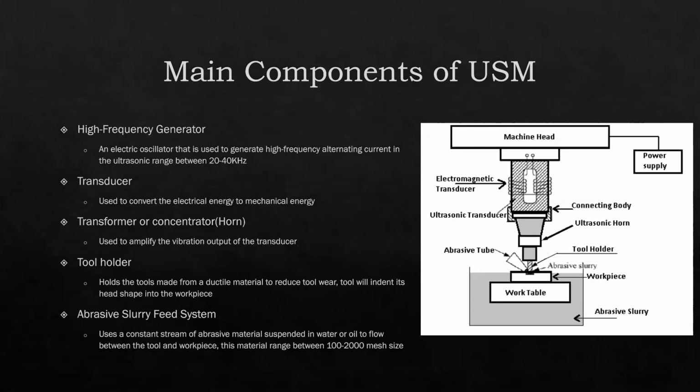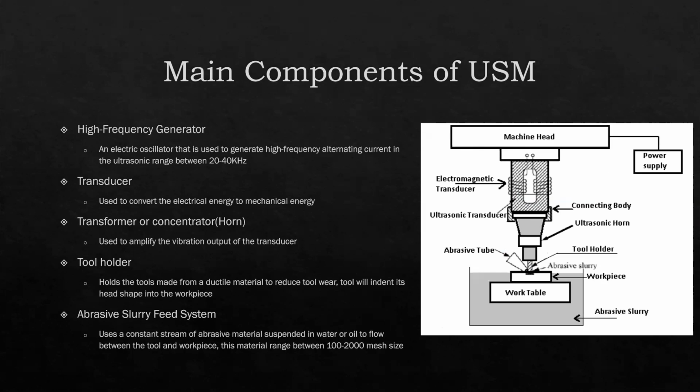The main components of ultrasonic machining. So we begin with a high frequency generator. This is connected to the power supply, and it converts the power supply into high frequency alternating current that's between the 20 and 40 kilohertz that I stated before.